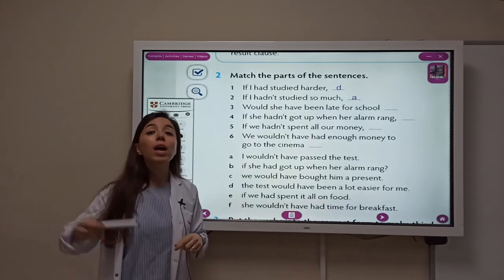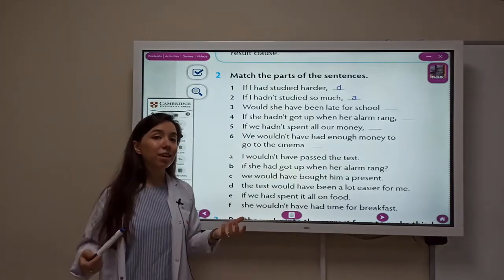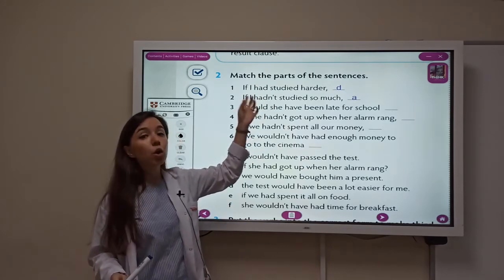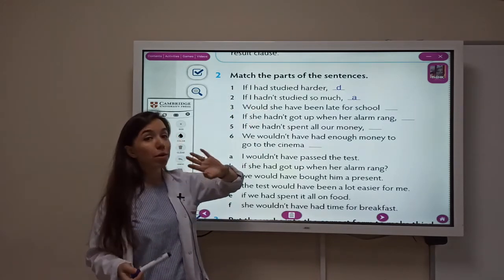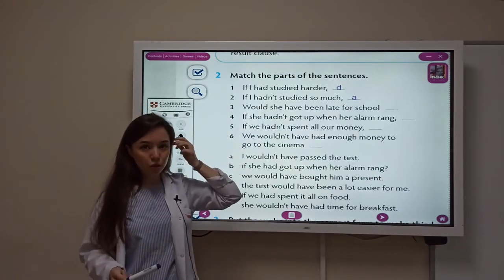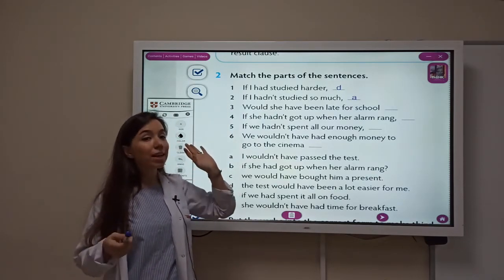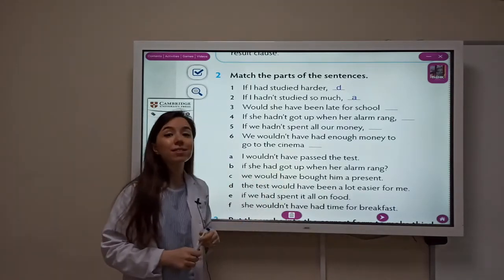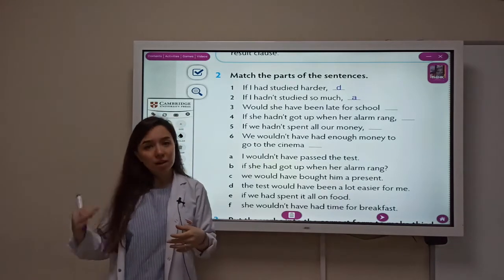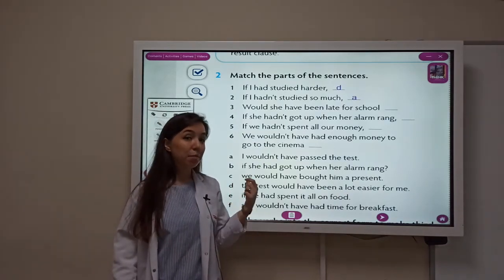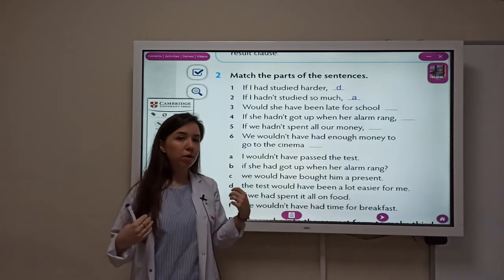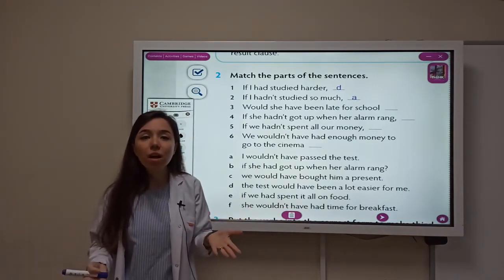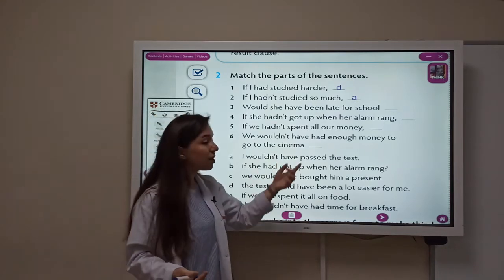So, what does it mean? What do you understand from these sentences? It means that in the past, he or she or I studied so much, but if I hadn't studied so much, something that I didn't do, I wouldn't have passed the test. So it means that in the past I studied so much and I passed the test. But it's an unreal situation about the past. If I hadn't studied, what's going to be the result, imaginary? I wouldn't have passed the test.